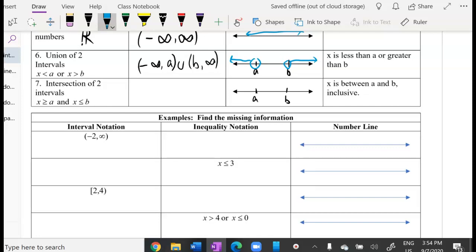I want everything. Oh, this is a little different now. This one is everything greater than a, so it's greater than the smaller number. So this is an intersection. So everything greater than the smaller number, so it goes this way. And everything less than b, so it's less than the larger number.